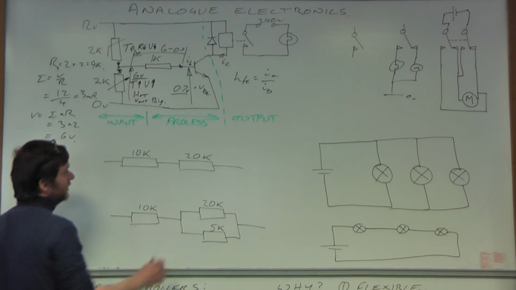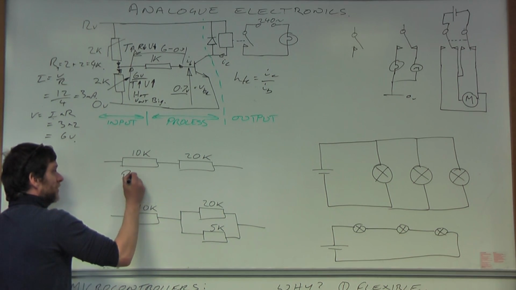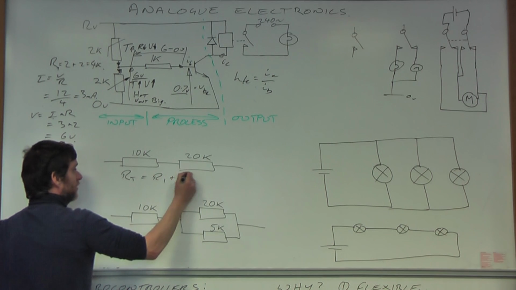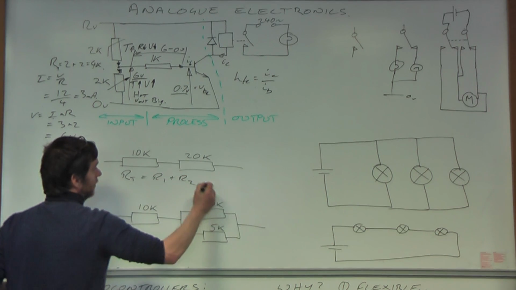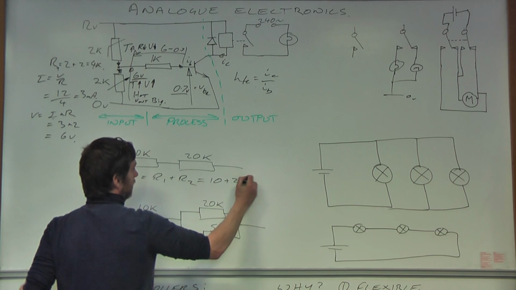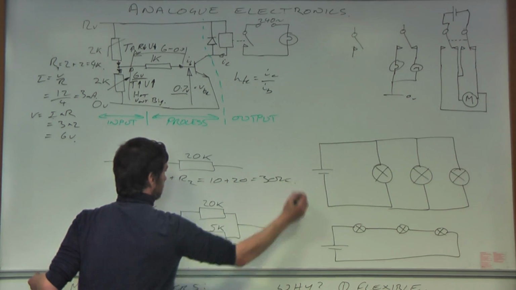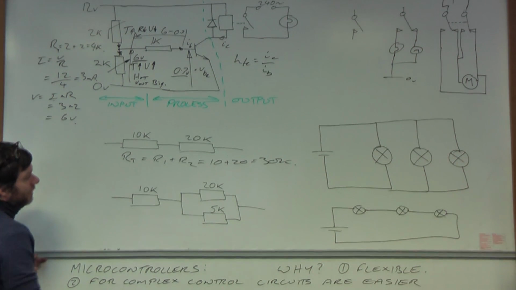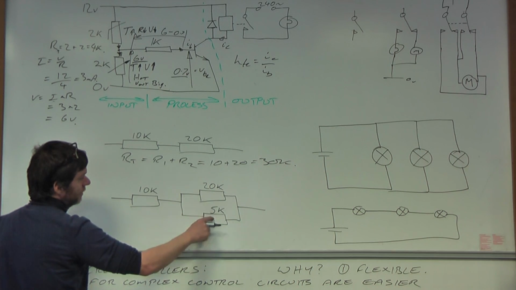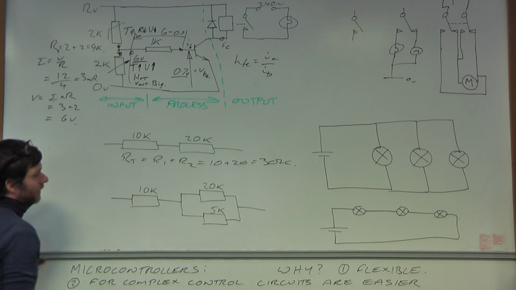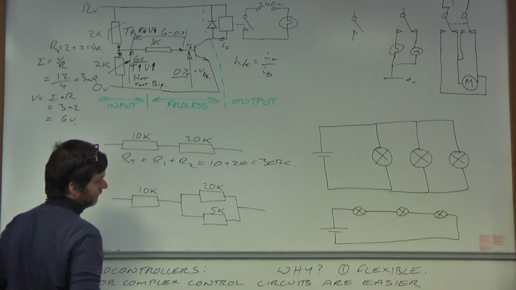We've got two resistances in series. The total resistance is R1 plus R2 plus R3 plus R4. In this case, 10 plus 20, so that's 30k. This one here, these two are in parallel. That one's in series with the two parallel ones.